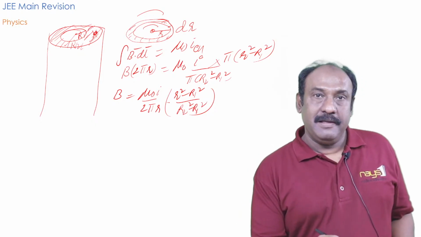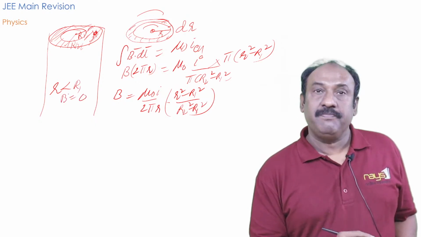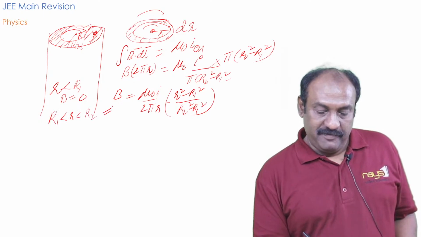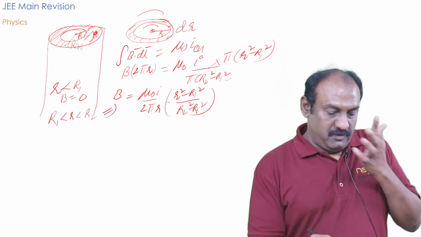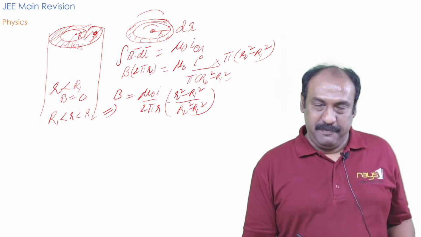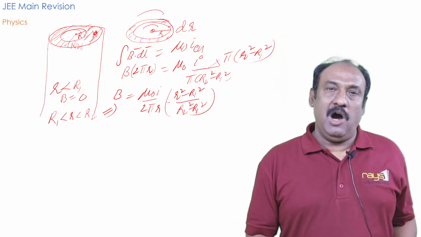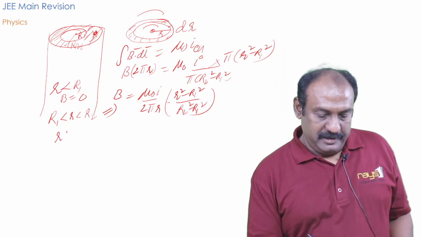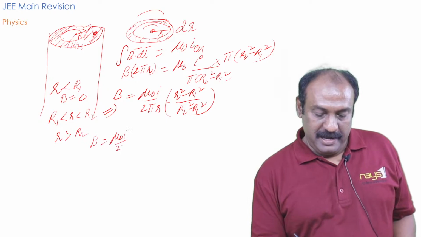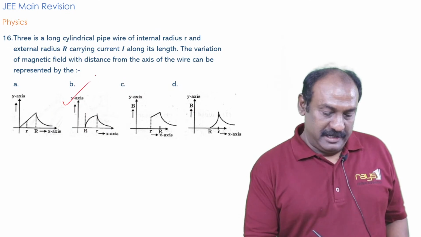Now inside, if r is less than R1, B equal to 0. If r lies in between R1 and R2, this is the equation. If r is equal to R2, then we know that the basic equation for magnetic induction at a point on the surface of the conductor of radius R is mu naught I by 2 pi R. For an outside point, r greater than R2, B equal to mu naught I by 2 pi r.